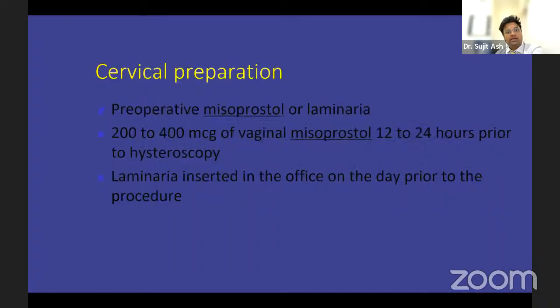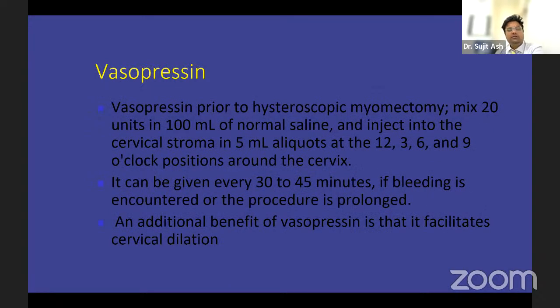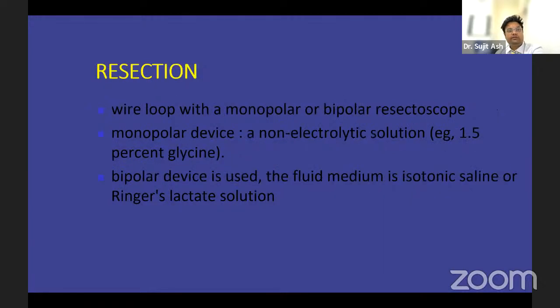Using misoprostol vaginally is also up to you. I usually don't use misoprostol. I usually dilate it with my Hegar dilator, but if you prefer using misoprostol, you can still do that. Vasopressin has to be injected so as to reduce any bleeding which can happen. You have to be careful while injecting vasopressin so that there is no hypertension, bradycardia, or intraoperative complication that can happen. Dilute it in 100 ml saline, and then you can give it at different positions wherever you feel that the bleeding will be reduced by giving it at these positions.